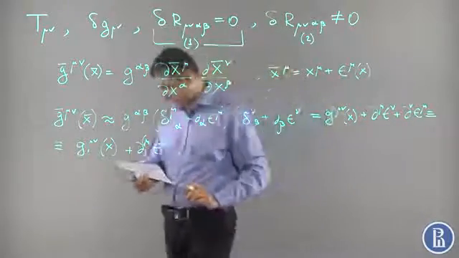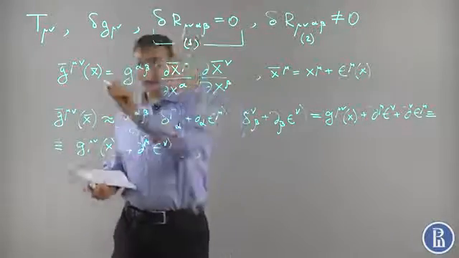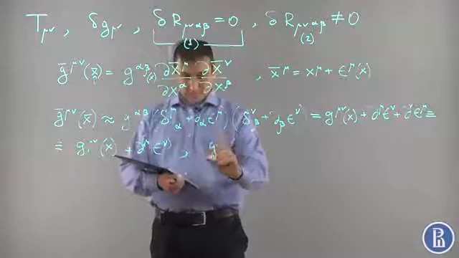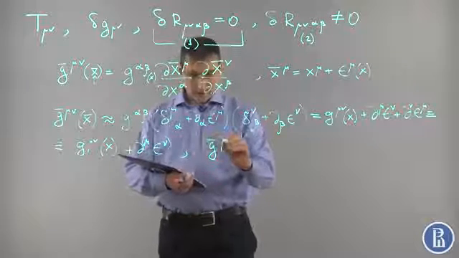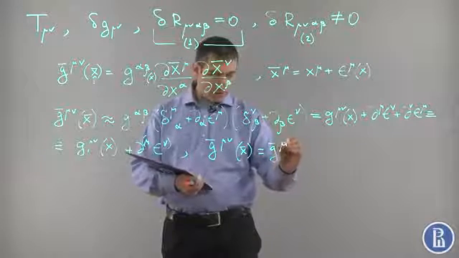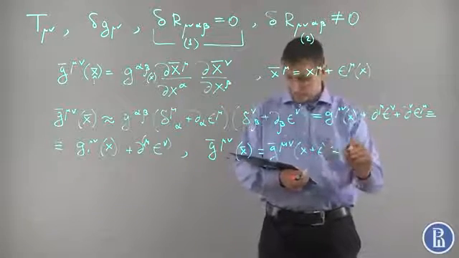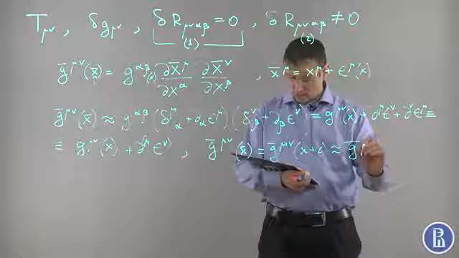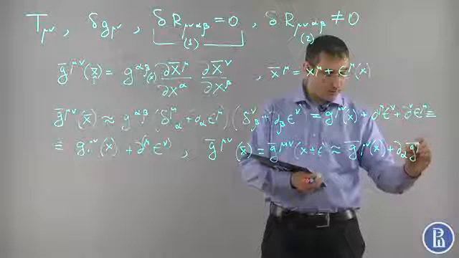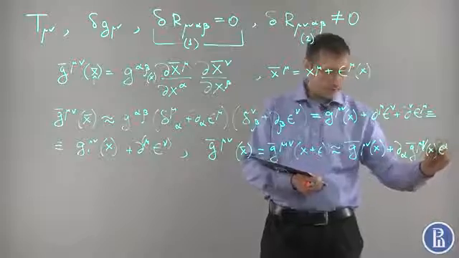This is just the definition of this guy. And what remains to be done? We have to realize that this guy depends on x bar while this guy depends on x. So then g bar mu nu of x bar is just g bar mu nu of x plus epsilon, and approximately this is just g bar mu nu of x plus d alpha g bar mu nu of x times epsilon alpha.